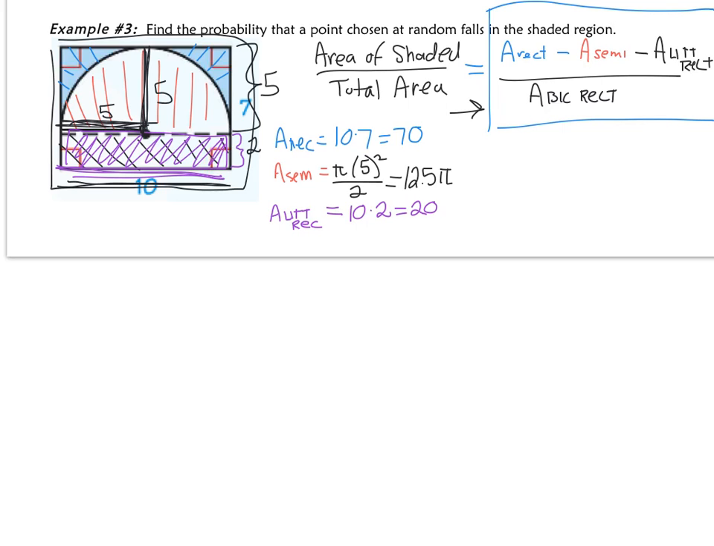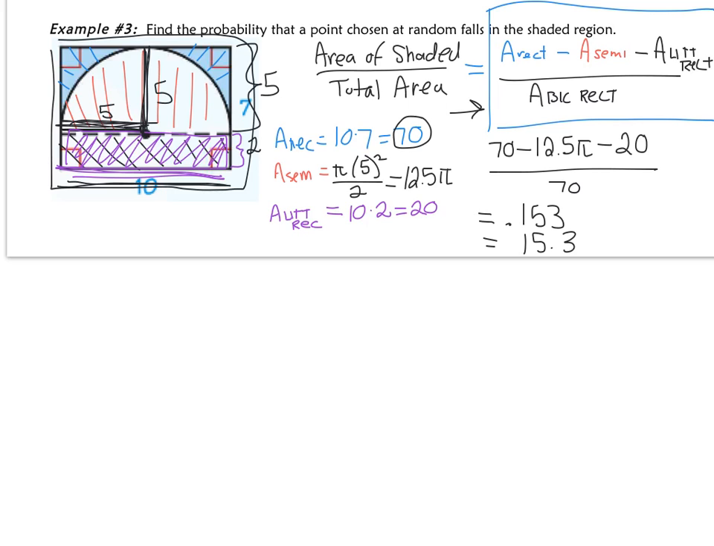The area of the rectangle, 70. Minus the area of the semicircle is 12.5 pi. Minus the area of the little rectangle, which I found in purple, is 20. Divided by the area of the big rectangle, the total area is the big rectangle, it's still 70. If I use my calculator to calculate this, it's 0.153, which is equal to 15.3%.